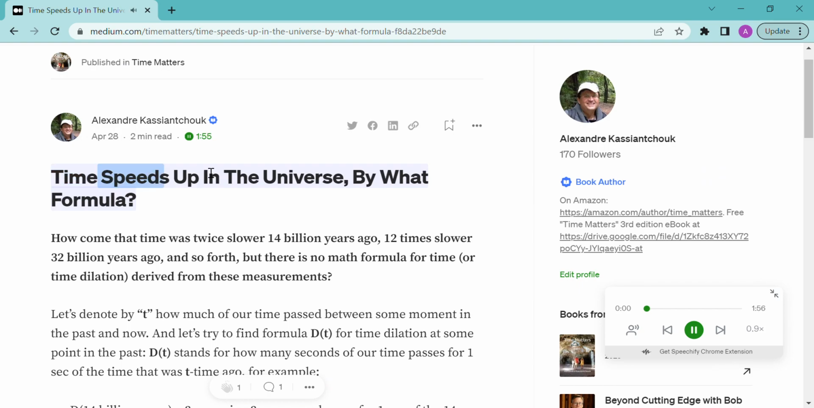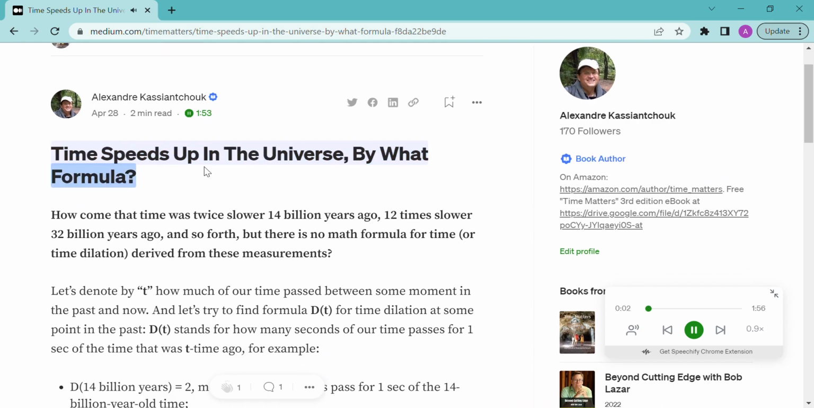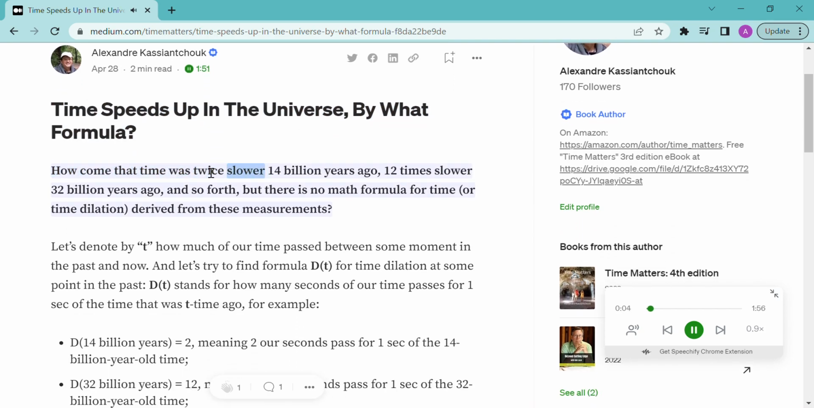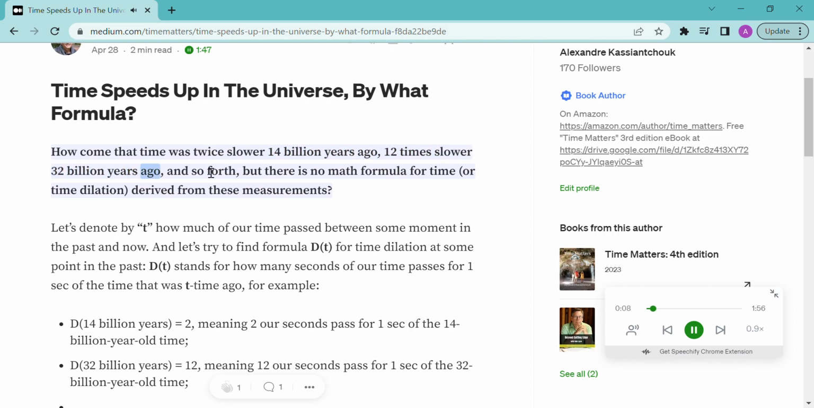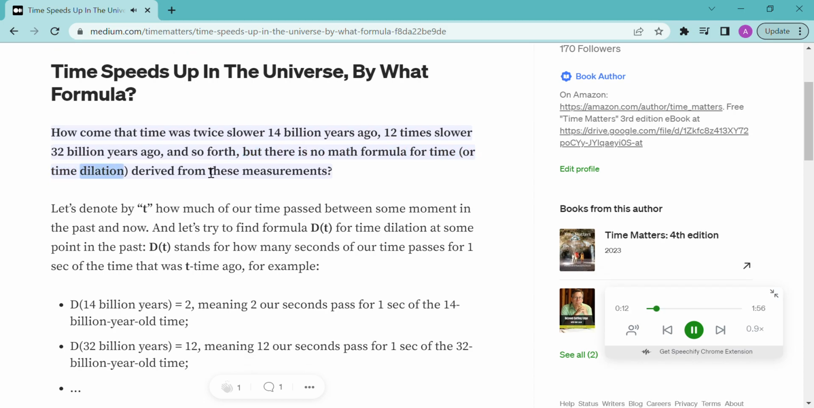Time speeds up in the universe. By what formula? How come that time was twice slower 14 billion years ago, 12 times slower 32 billion years ago, and so forth, but there is no math formula for time, or time dilation, derived from these measurements.